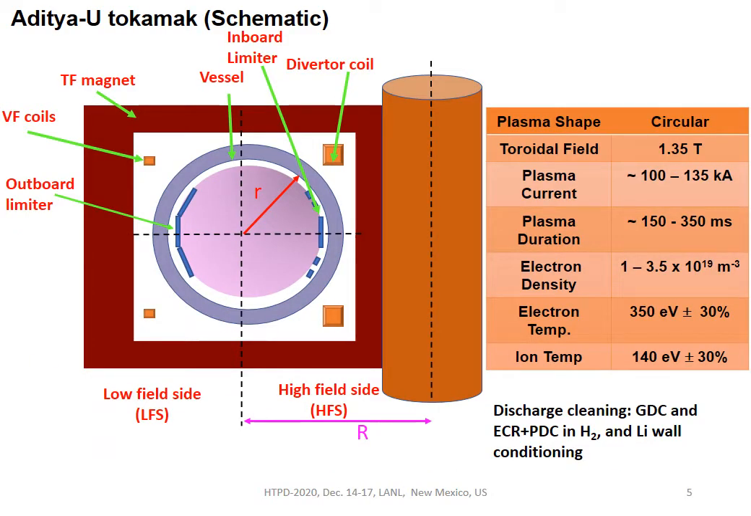Let me introduce the Aditya U tokamak. This is the schematic. We have the TF magnet, inboard limiter, outboard limiter. This is the vacuum vessel. These are the divertor coils. This is the high field side. This is the low field side.